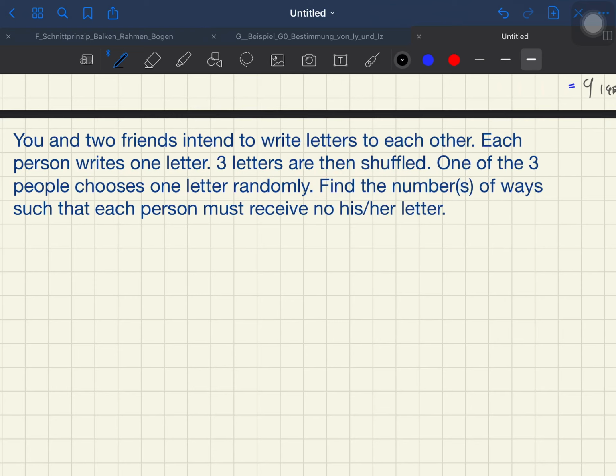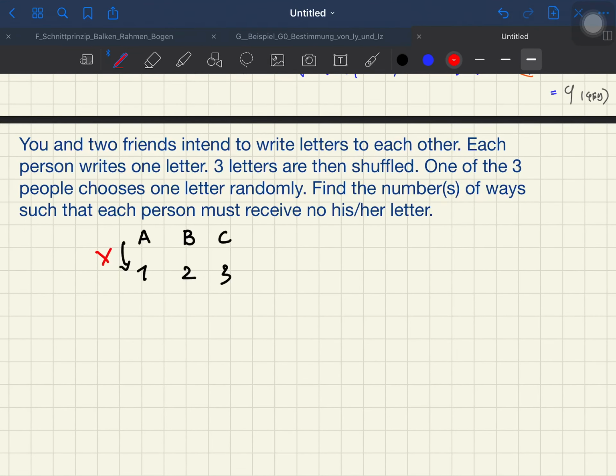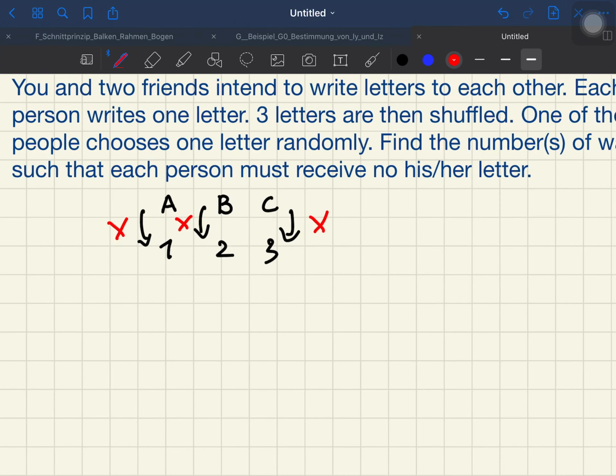which means, for example, if person A, B, and C write letters 1, 2, and 3, person A must not receive letter 1, person B must also not receive letter 2, and person C must not receive letter number 3. Okay, so we're going to think about the total possible combinations, because this is actually about random arrangement.